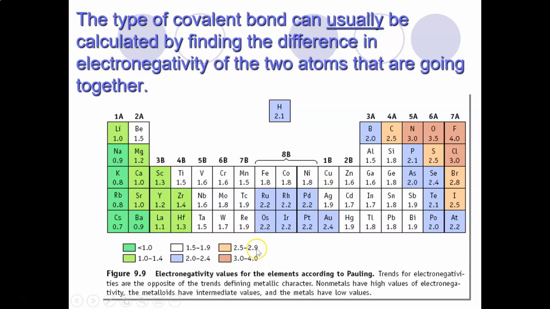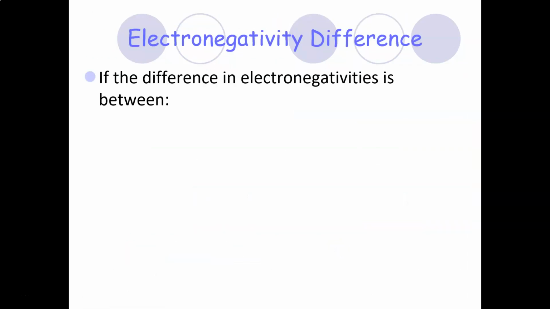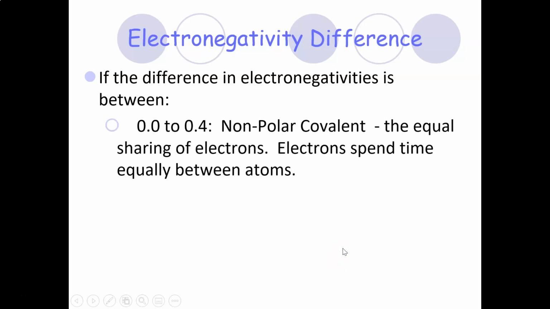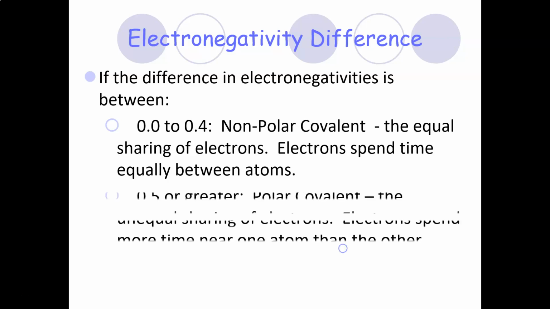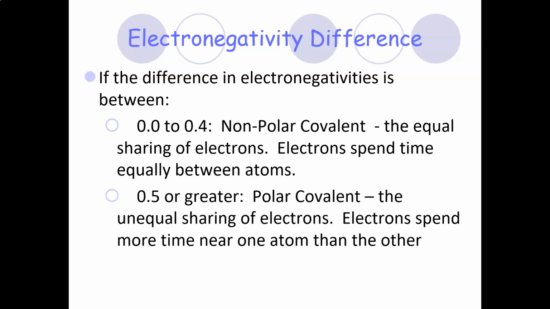So using these numbers is going to help us decide whether you're going to get a polar or a nonpolar covalent bond. If you have an electronegativity difference that's between 0 and 0.4, we're going to call that a nonpolar covalent bond. That means the electrons are being shared pretty equally between the 2 atoms. So they're moving back and forth to spend 50% of their time at one atom, basically 50% of the time at the other atom.